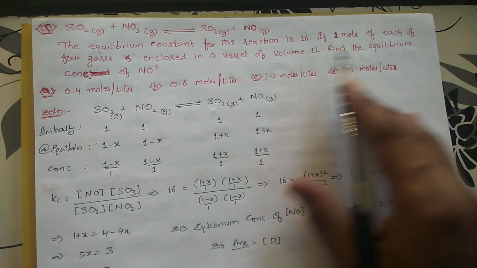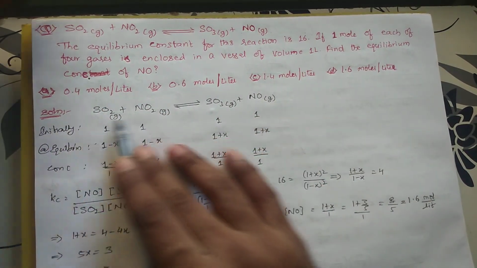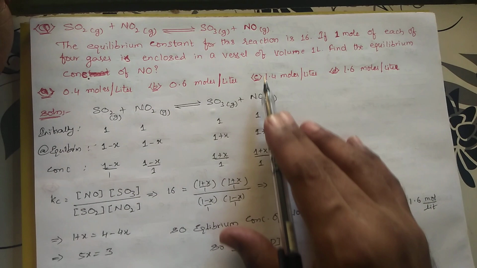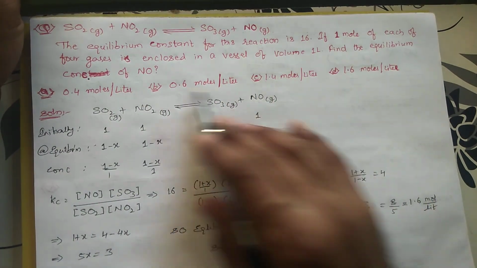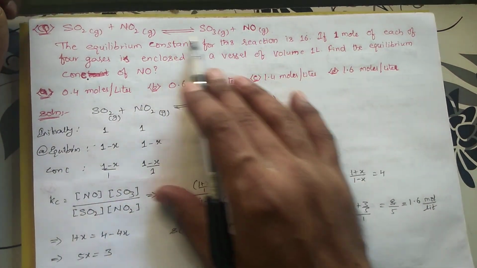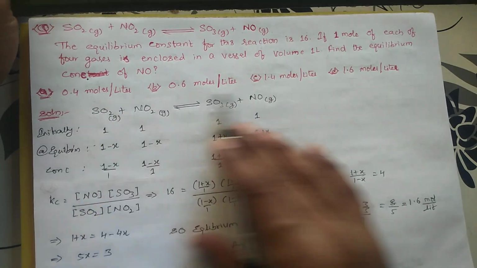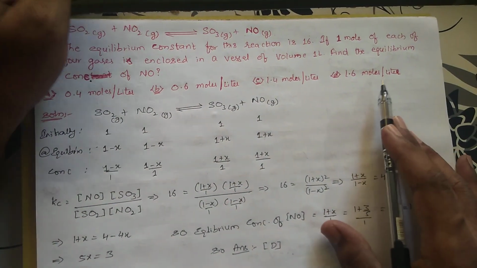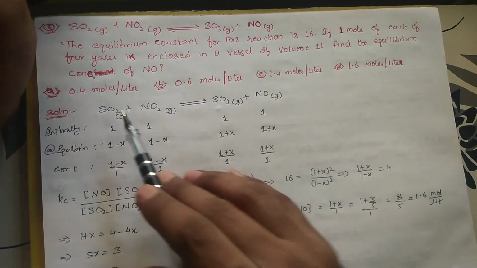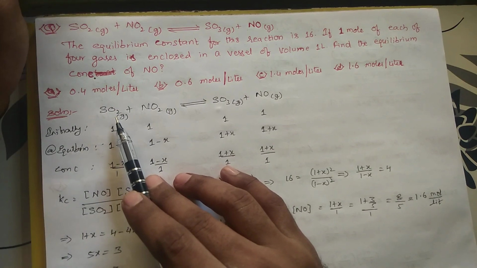He is asking to find the equilibrium concentration. At equilibrium, what is the concentration of NO? This concentration at equilibrium he is asking. Okay, these are the options. If you have any idea regarding this, you can solve this, students. So I am going for the explanation of the answer now.